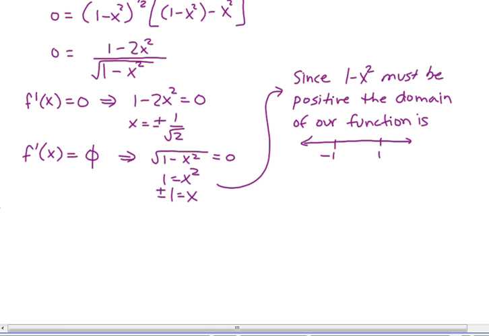So let's check. If I plug in negative 2 in here, 1 minus negative 2 squared. Negative 2 squared is positive 4, so 1 minus 4 would be a negative. So does it exist there? No. If I plug in 0, does the function exist? Yeah. So it only exists in here.